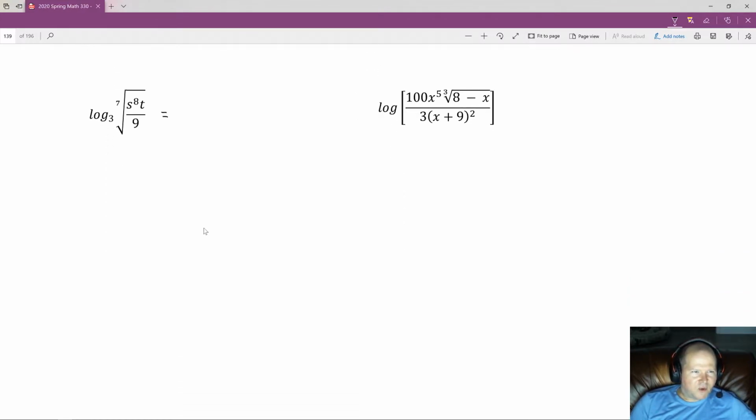Okay, the last two on this page. We start with a radical, or it looks like a 7th root, right, of a fraction. But first thing, we're going to turn the radical into a fractional exponent. So we end up with, instead of the 7th root of s to the 8th t over 9, now we have the fraction s to the 8th t over 9 to the 1/7 power. So we're going to bring that 1/7 to the front.